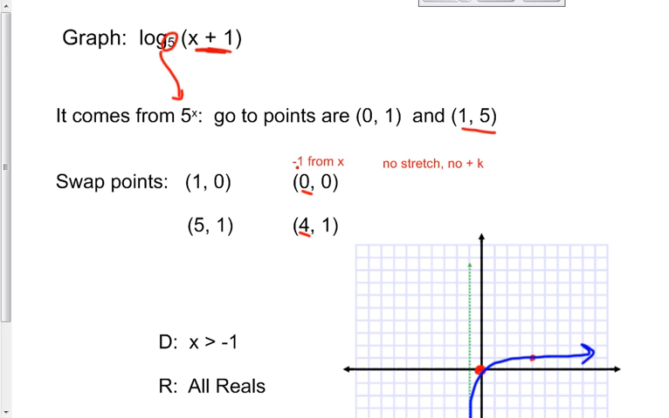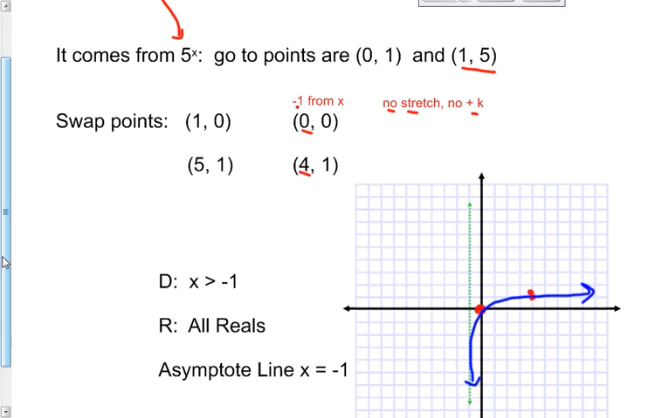I have no a value in the front, so I don't multiply, no stretch. And I have no k value, so I don't have to add in anything in the back. So these end up as my ending points: (0, 0), (4, 1). Remember, the shape of your graph starts low, picks up your dots and goes off to the right.